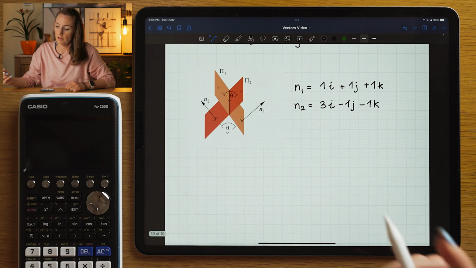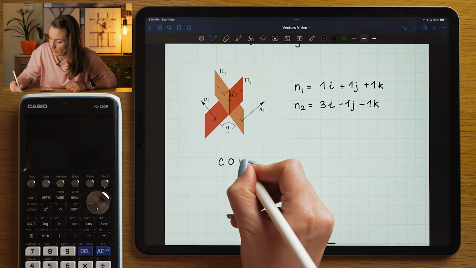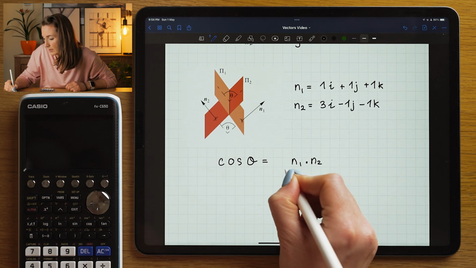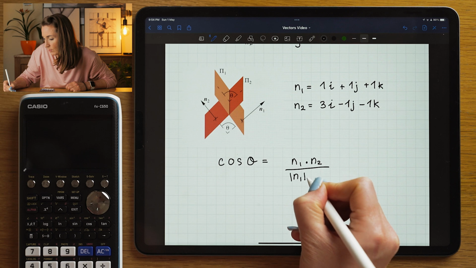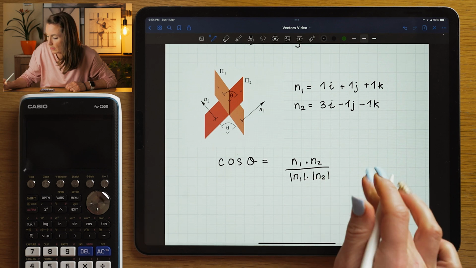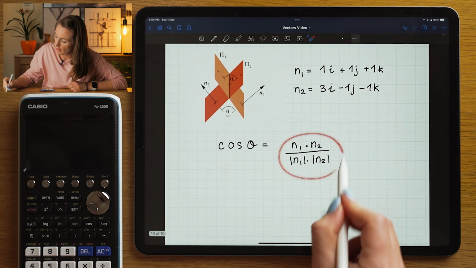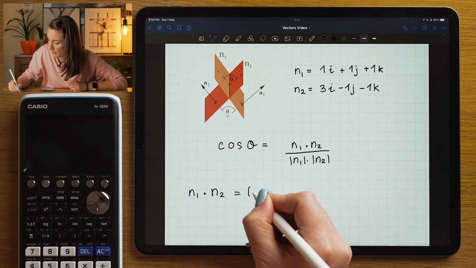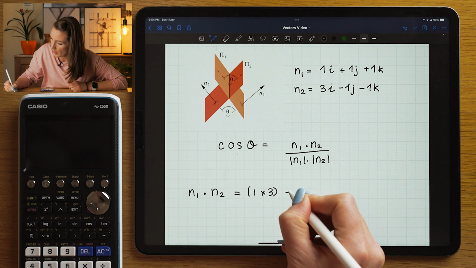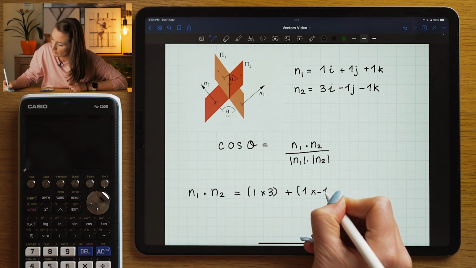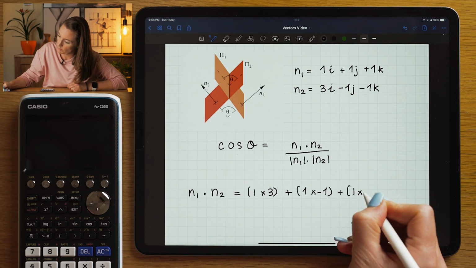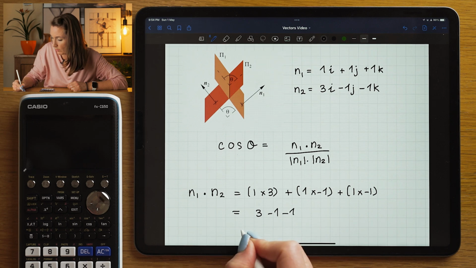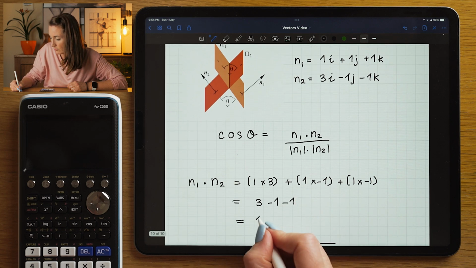We're going to find the dot product, okay? So cos theta is going to be n1 dot n2 divided by the magnitude of n1 times the magnitude of n2. So let's do the calculations that we need. We're going to do n1 dot n2, which is going to be 1 times 3, added with 1 times -1, added with 1 times -1, which is going to be 3 - 1 - 1, which is just 1.